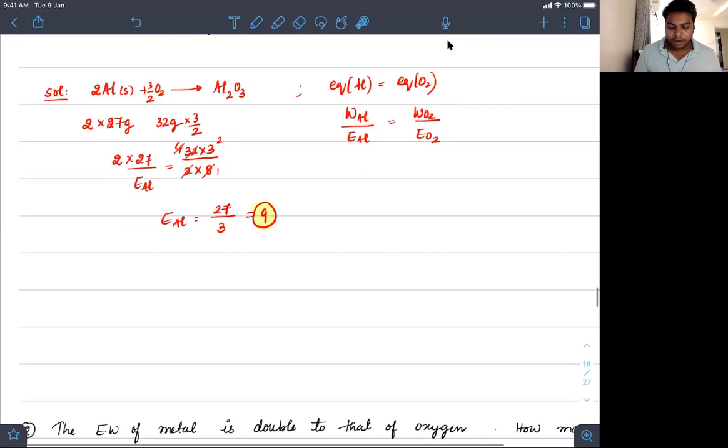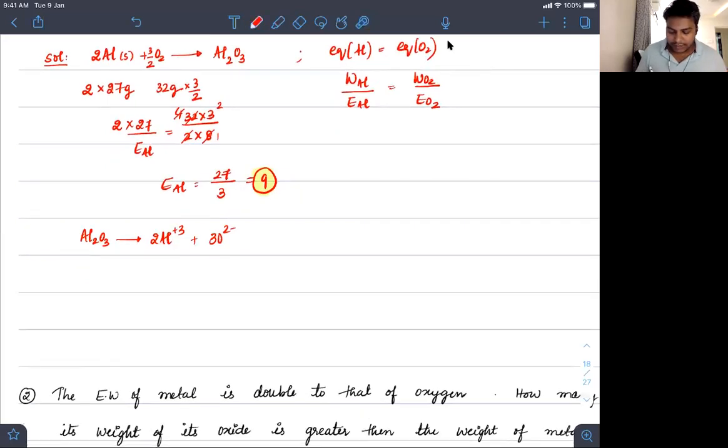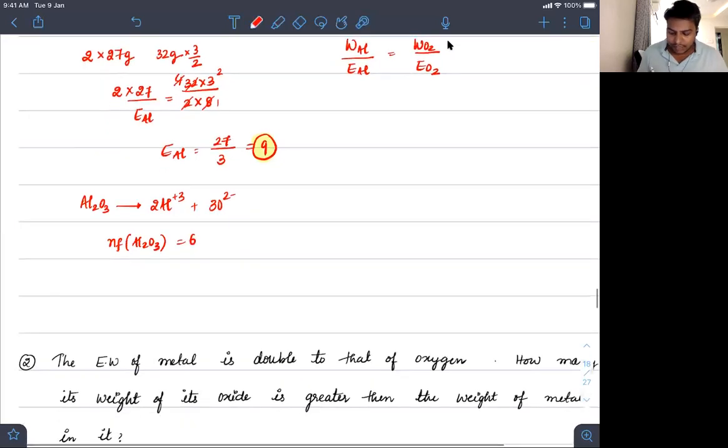Or if you already know that this is aluminum and it is forming Al2O3, we know that it represents 2Al3+ plus 3O2-. So the total charge on the aluminum is 6. So we can directly take that as the N factor. So the N factor for Al2O3 is 6.